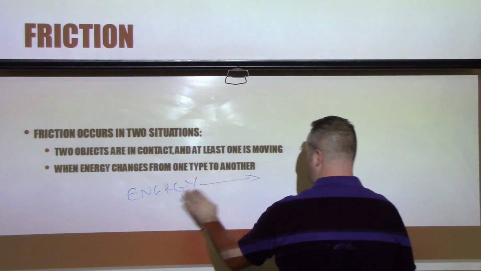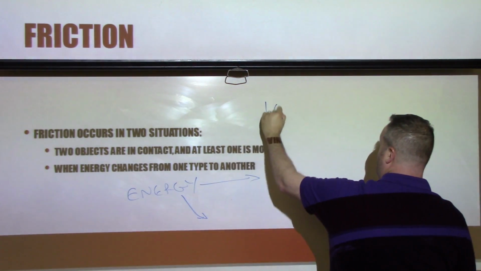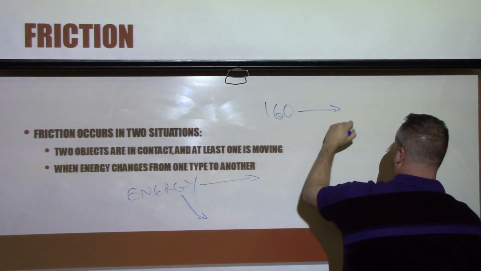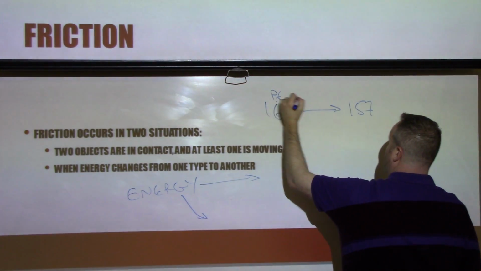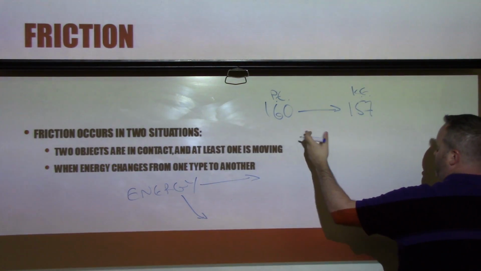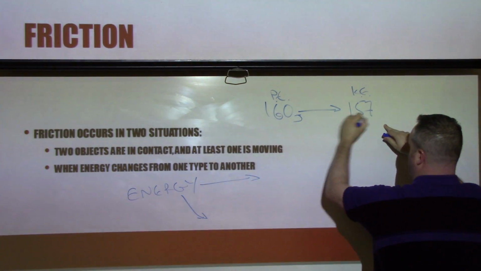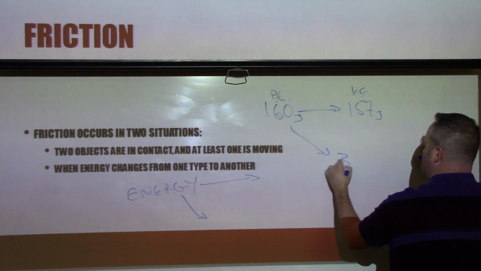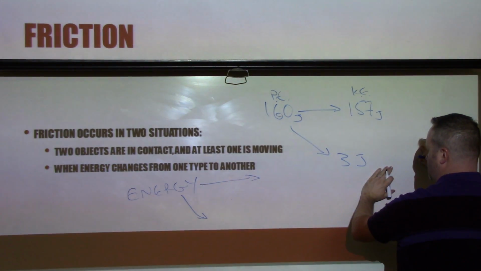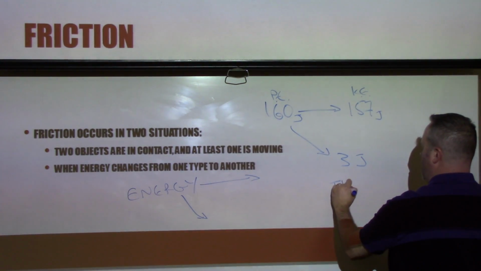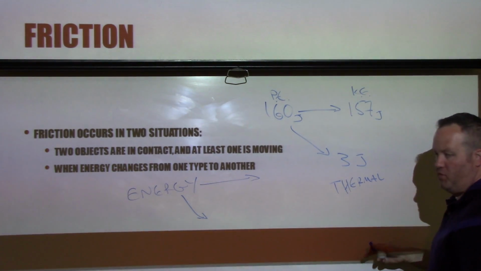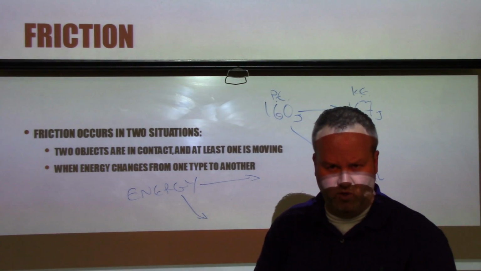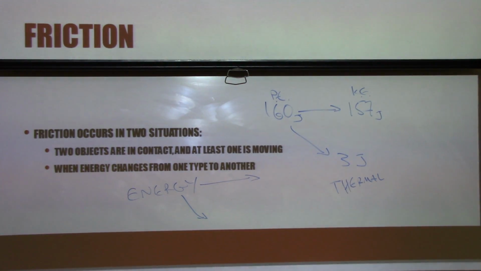What friction does is it basically takes some energy away. So let's say you had 160, and we ended up with 157. Let's say this was our potential energy, and then this became our kinetic energy. Well, you have to ask yourself, what happened to the other 3 joules of energy? And the answer is, those 3 joules of energy were lost due to friction. But they don't just go away. They actually become thermal energy. So friction actually makes things get warmer because it's turning other kinds of energy into thermal energy. That's how friction affects energy.